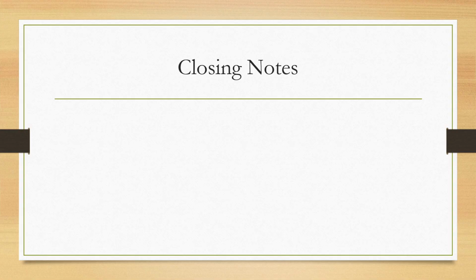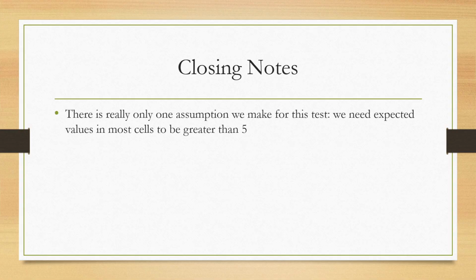All right, so there's a couple of closing notes I wanted to make. First is regarding assumptions. I mentioned there's no real assumptions, and distributionally that's kind of true. But what we do like to see is that most cells have expected values greater than 5. And that actually, I guess, is in a way a distributional assumption, though it's not one we would normally think of as distributional.